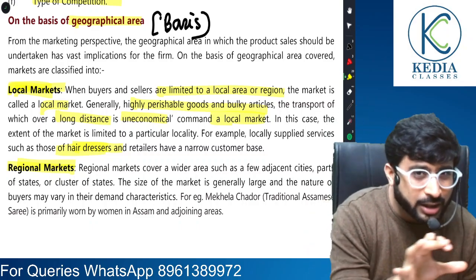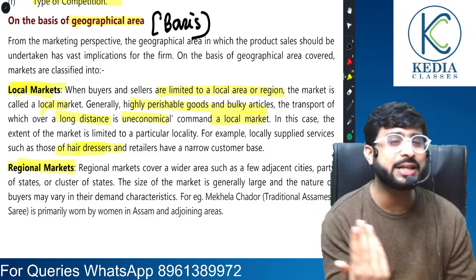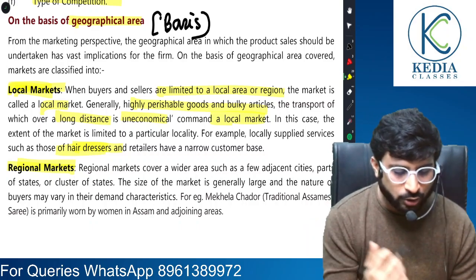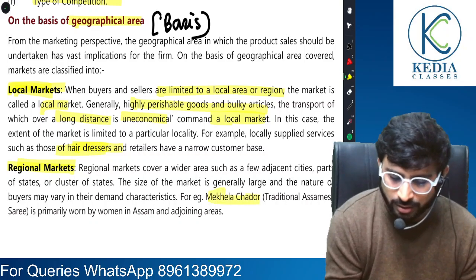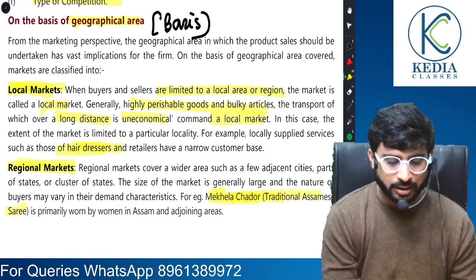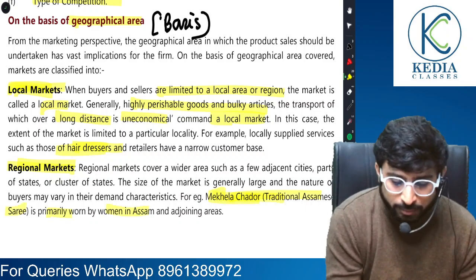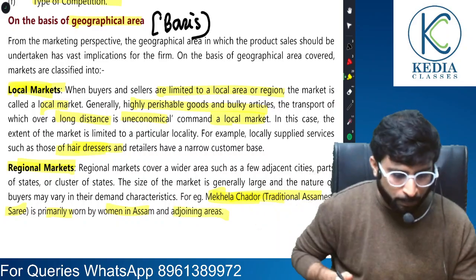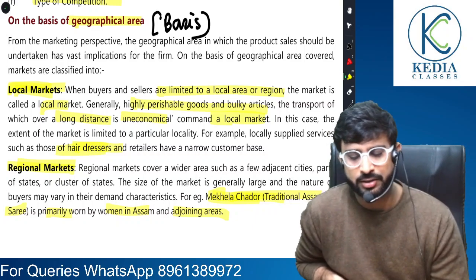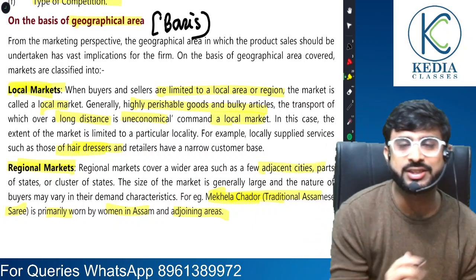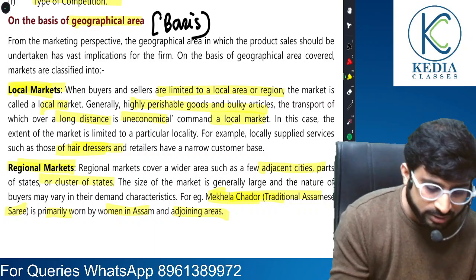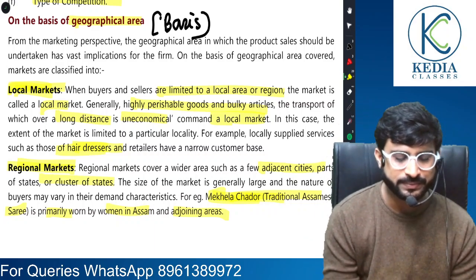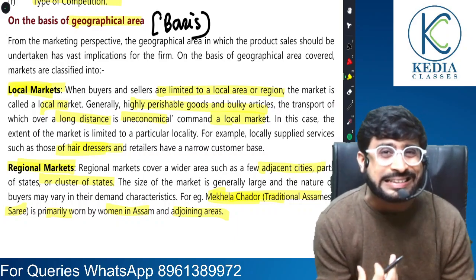Markets that are covering cities, there we talk about regional market. Sir, can you give us an example? Example is here, you know, Assamese sari, right? It is primarily worn by women in Assam and adjoining areas. So the women in that particular belt prefer to buy this. These are regional markets. They cover cities, and in fact sometimes states. Understood, sir. So this is regional market.